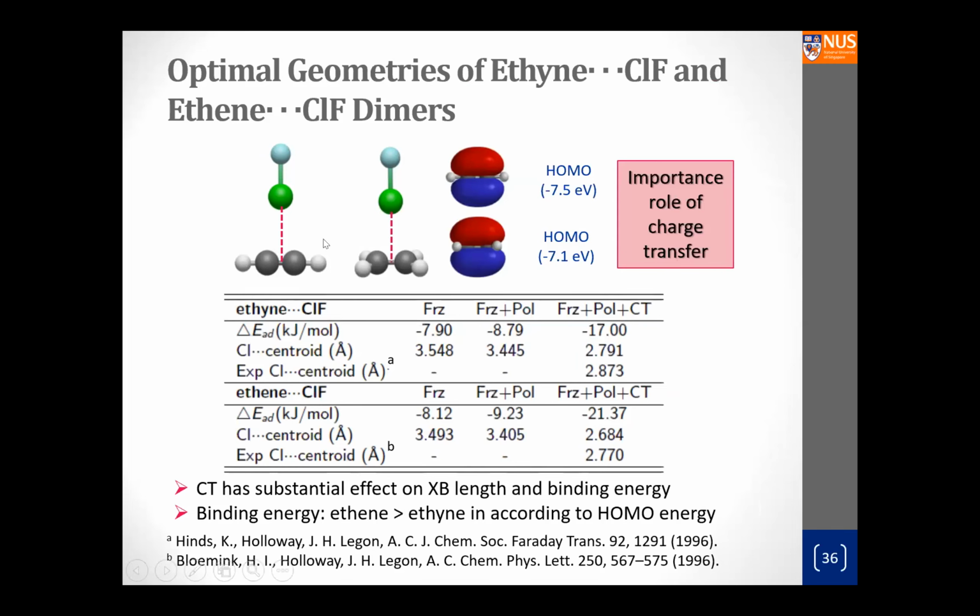Let's look at some simple cases like the triple bond and double bond, acetylene and ethylene. Looking at acetylene, if you just use the frozen term, the interaction energy is -0.9 and the geometry is 3.5, so everything is underestimated. If you include the polarization, the improvement is still not correct. But when you include the charge transfer term, the interaction energy is almost double, about twice. Most importantly, the geometry of 2.79 is in excellent agreement. It's the same thing for ethylene.